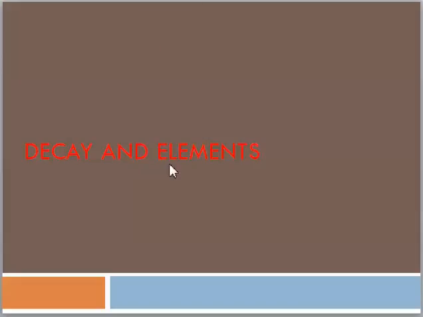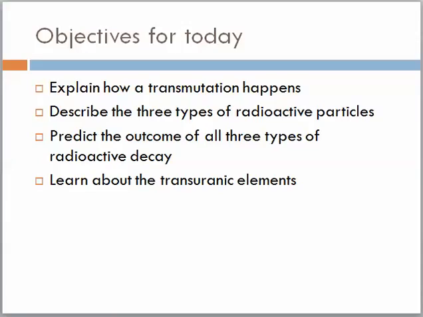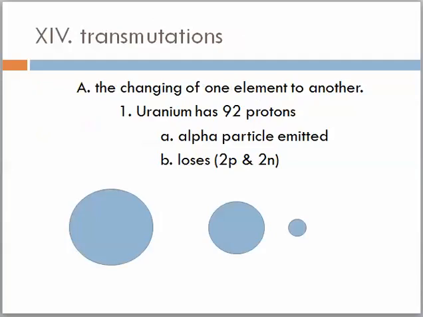Today we're going to be talking about decay in elements. Objectives today: we want to explain how a transmutation happens, describe the three types of radioactive particles, predict the outcomes for all three types of radioactive decay, and we want to learn about the transuranic elements. Transmutations: the changing of an element to another element.